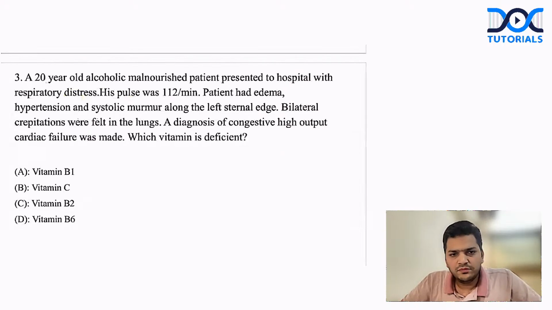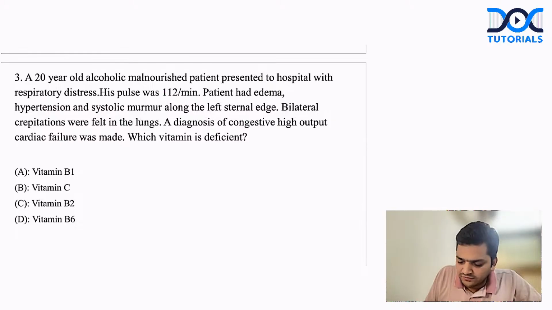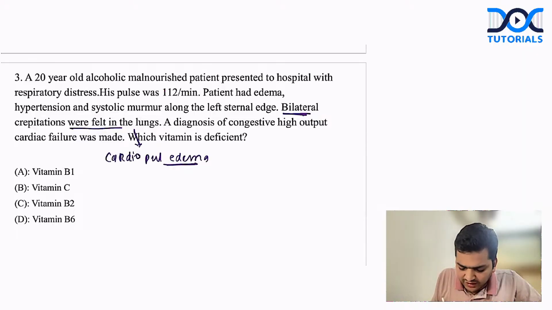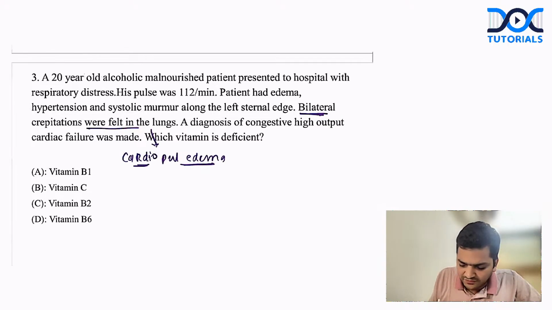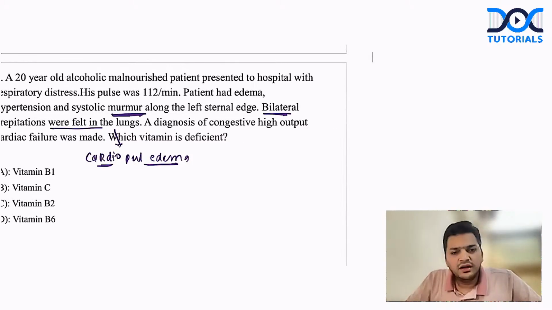A 20-year-old alcoholic malnourished patient presents to hospital with respiratory distress. His pulse was 112. The patient had edema, hypertension, and a systolic murmur along the left sternal edge. Bilateral crepitations are felt in the lungs. The moment we see bilateral crepitations in the lungs, it means there is pulmonary edema, and there is some cardiac disease. So I would say it's a cardiogenic pulmonary edema, because the patient also has a cardiac murmur. A diagnosis of congestive high output cardiac failure is made. Which vitamin is deficient?